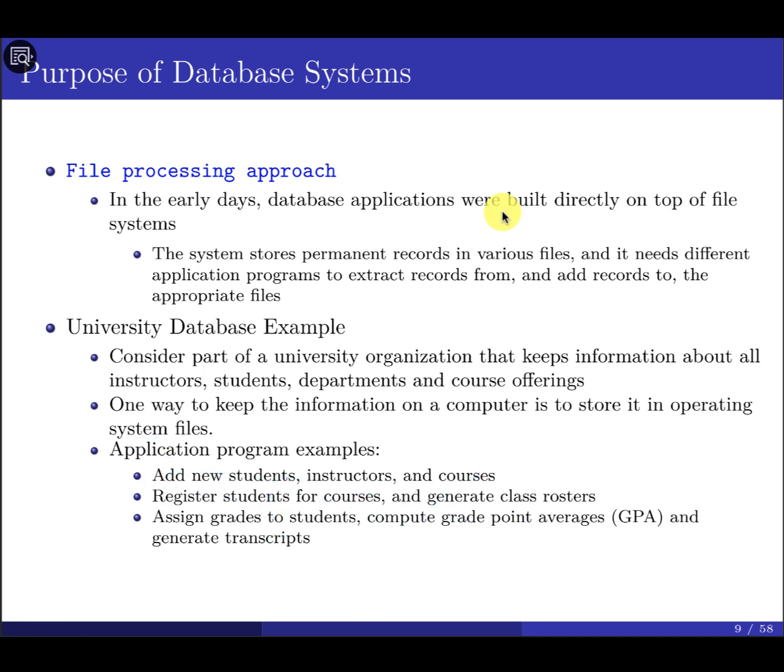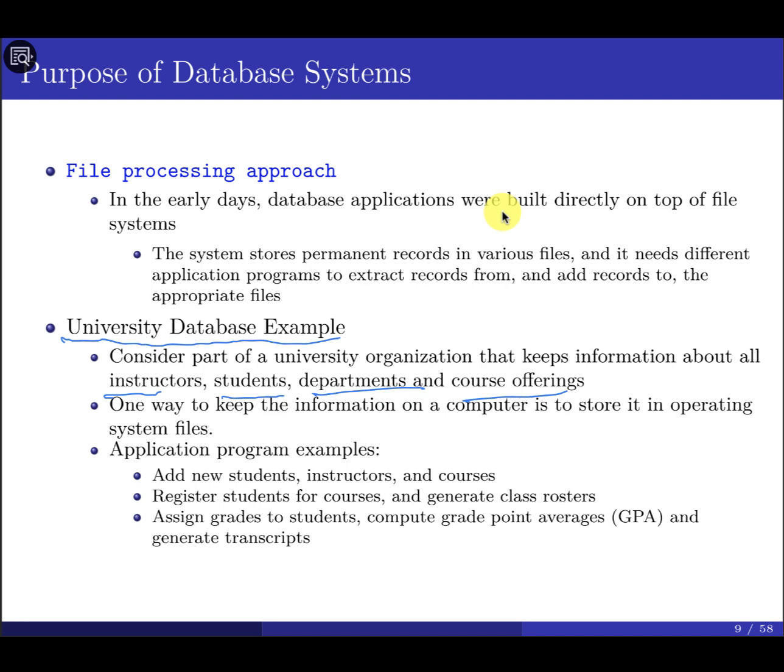To simplify the process, and to convince you that the file processing approach is a bad idea, there is a need for a database management system. Let's generalize the data that we have. Assume that we have a university database, a part of which keeps information about the instructor, the student, the department, and the list of course offerings.